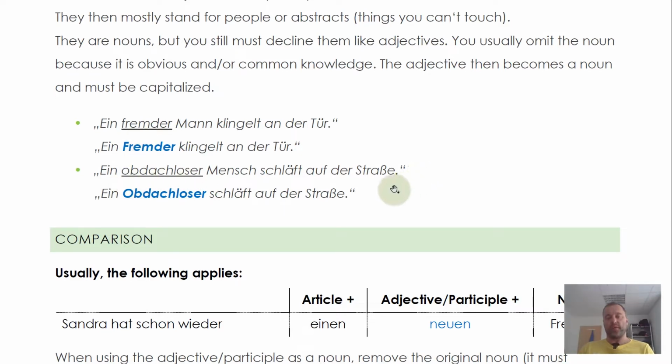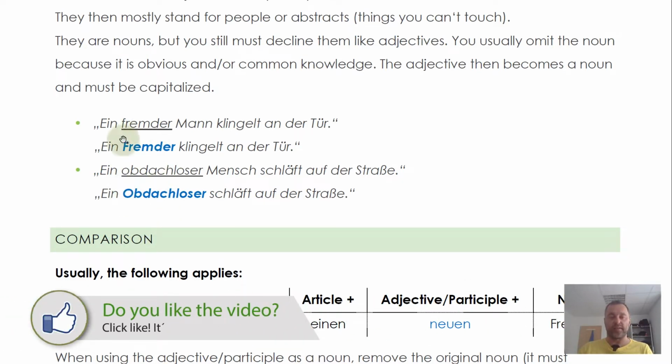More obvious from the English perspective here: ein obdachloser Mensch schläft auf der Straße. So a homeless human is sleeping on the street. And we can say ein Obdachloser schläft auf der Straße. So a homeless sleeps on the street, word by word. We can drop the human because it's obvious. We can also drop the Mann here because it's kind of obvious, implied already. And if we do so, we use the adjective as a noun. You can see that here, capital letters.